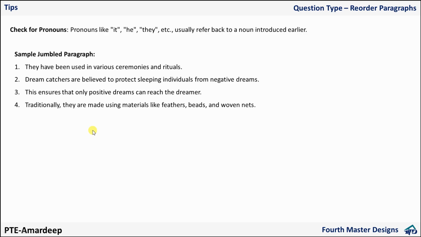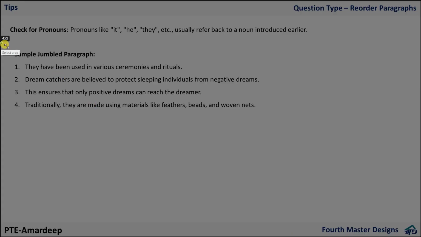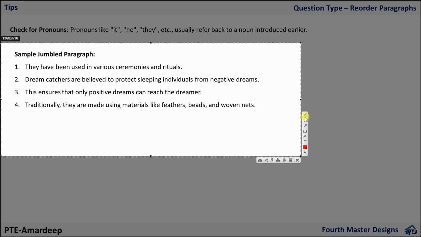Okay, let's again understand this with the help of example. They have been used in various ceremonies. So they means either it is referring to some people or something which is plural. They, I need to have something before it. Dream catchers are believed to protect. Okay, this can be our start. Then this ensures, I need to have a singular word which says this ensures. So this can't be my first sentence.